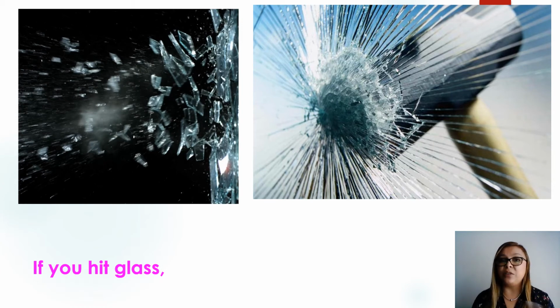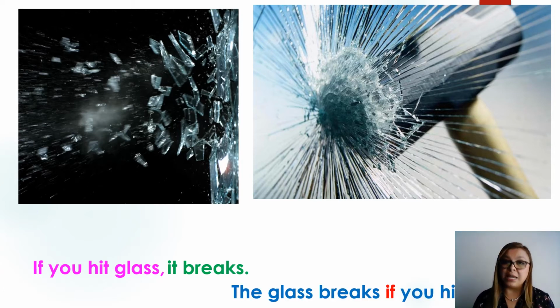Ahí tenemos la fotografía de lo que pasa. In the second picture, you have what is going to happen. So if you hit glass, it breaks. Vean que se rompe. If you hit glass, it breaks. Pay attention to the tense. Vayan prestando atención en el tiempo verbal. Okay? If you hit glass, hit. El verbo es el que manda el tiempo verbal. Vemos que está en presente. Y por consiguiente, lo que está en verde, que es mi resultado, también está en presente. Dice, it breaks.